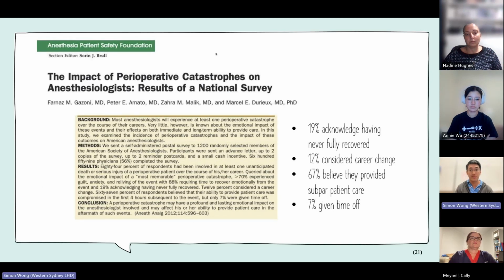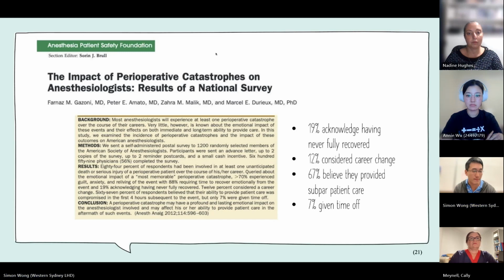On the impact of perioperative incidents on anesthesiologists, a national survey showed that 20% of anesthetists acknowledged having never fully recovered from an incident that happened to them. 1 in 10 considered a career change, and only 7% of them received time off. So you can imagine, only 1 in 10 people was given time off. 1 in 9 had to go back to work the following day after what they considered a catastrophic incident. So we all know that critical incidents affect every one of us.